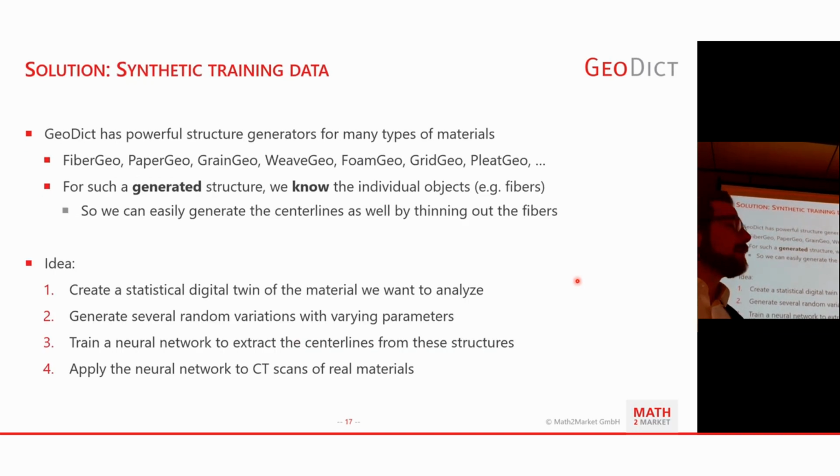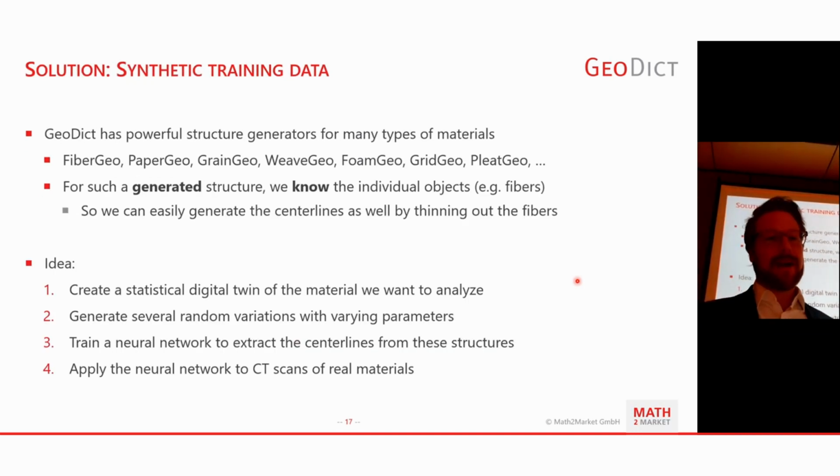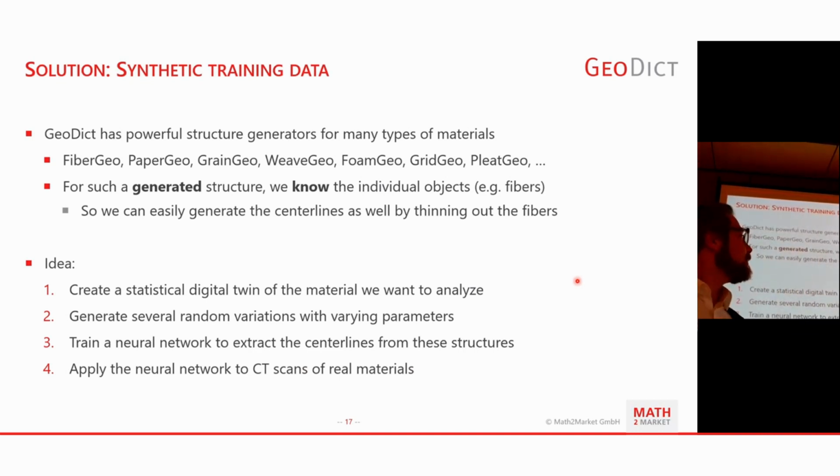Now, the solution that we came up with is using synthetic training data. And this is because GeoDict has powerful structure generators, as you know, for many types of materials. For example, FiberGeo, PaperGeo, GrainGeo, WeaveGeo, FoamGeo, GridGeo, PleatGeo, etc., and also GeoApps. And of course, for these generated structures, as I mentioned earlier, we already know the GeoDict information, and this, of course, implies that we can trivially mark this center line.